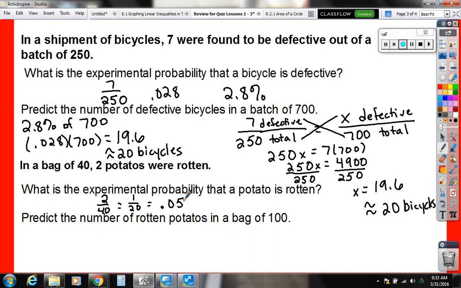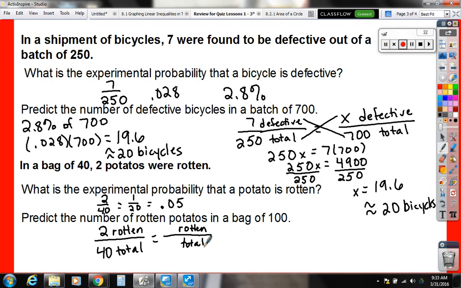Most people were using the proportion model, so that's what I'm going to do. I use the same ratio I used to find my experimental probability. So 2 rotten out of 40 total potatoes. What am I going to put on the other side? I want to know how many rotten potatoes are in a bag of 100. Natalia, what would I put on that side? I need, on the top, rotten. On the bottom, I need total.